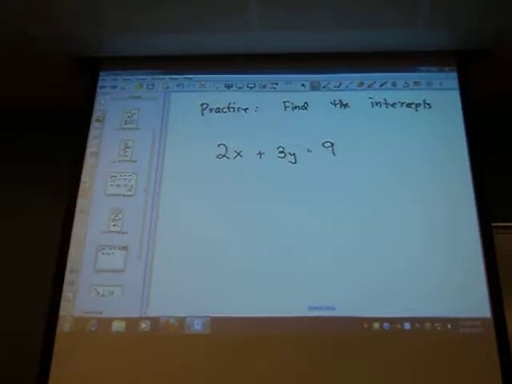Now you want to find the two intercepts separately. You can't find them at the same time. So you want to find the x-intercept first and then find the y-intercept. You look at the x-intercept, set y to 0. So 3 times 0 is 0. So you have 2x equals 9. Then divide it.